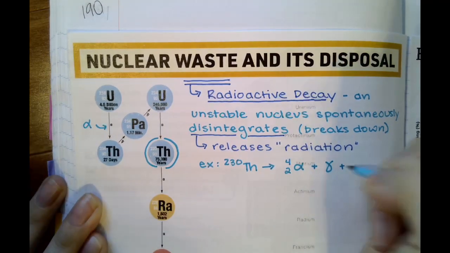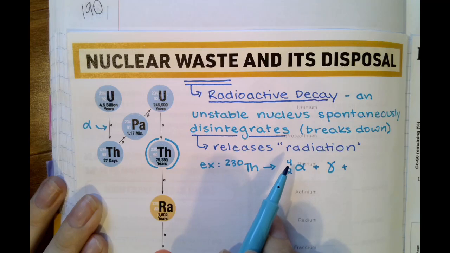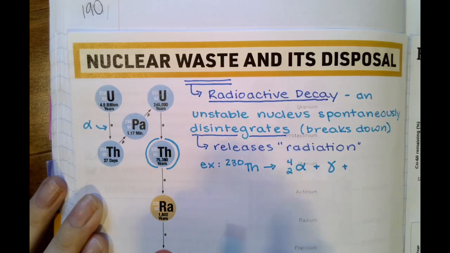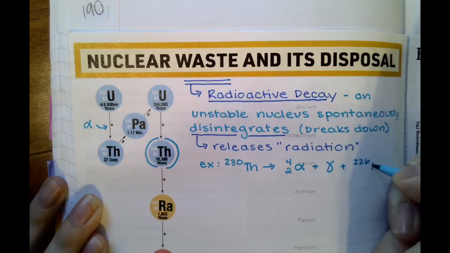And what's going to be left over? Well, 230 minus 4 is going to be 226. And if 2 of those were protons, it's going to go down 2 in its atomic number, which means it's going to be radium. So here we go. Radium-226.